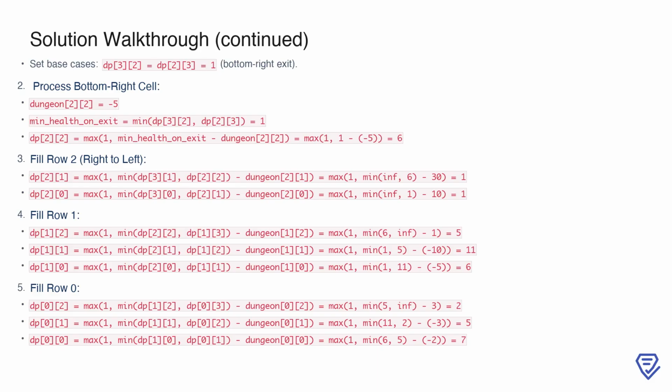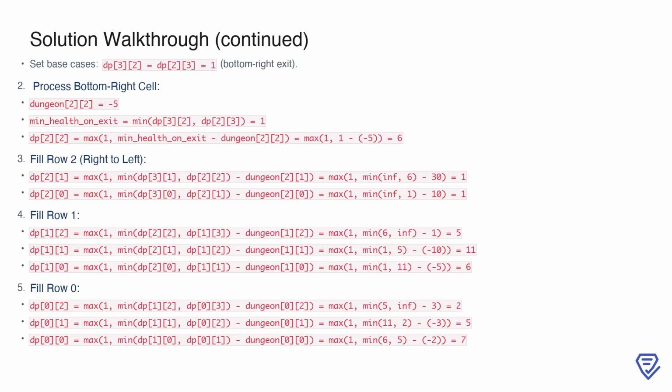Continuing upwards, we process row 1. For the cell with a value of 1, the health needed is 5, calculated as max(1, 6 - 1). The cell with a value of -10 requires 11, as the knight needs to offset the damage taken. Finally, the leftmost cell, with a value of -5, requires 6 health.